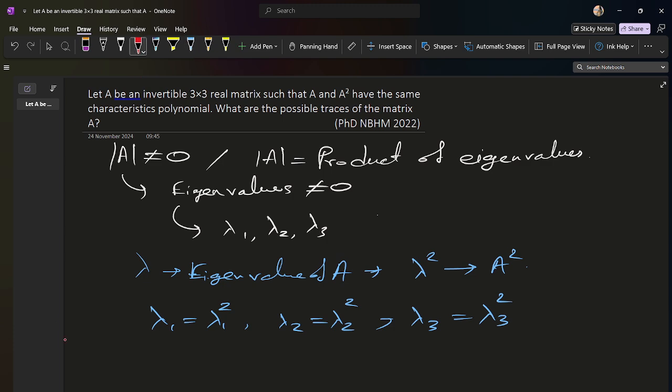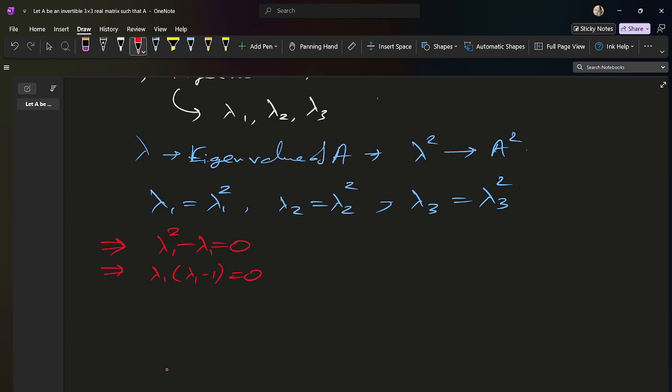Then what are the possible cases? Lambda 1 square minus lambda 1 will be 0. Then we get lambda 1 common, lambda 1 minus 1, that will be 0. So lambda 1 will be 0 or 1. For this case also we will get this thing. So again the possibilities of lambda 2 are this, and also lambda 3's possibilities are 0 and 1.